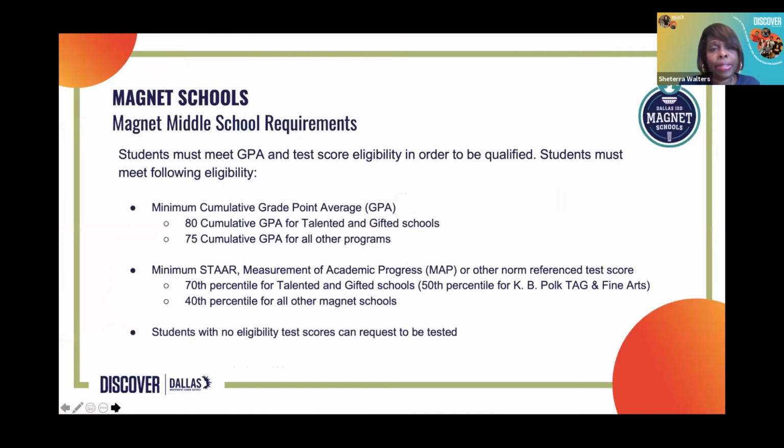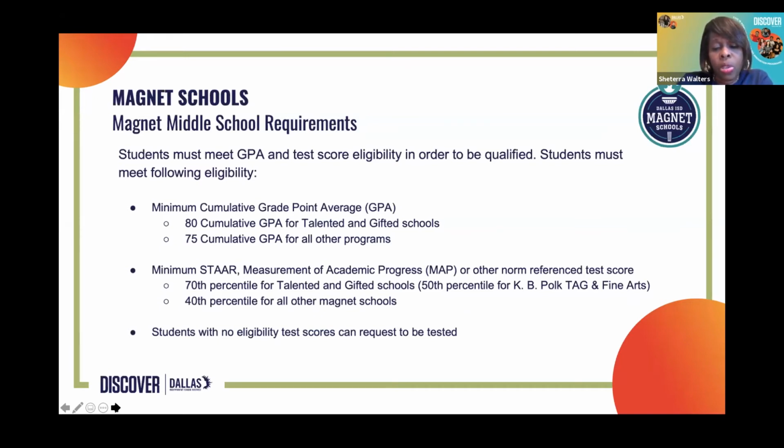Next slide, please. The main difference between the magnet schools and other choice programs is that the magnet schools have eligibility requirements that students must meet. They must have a certain grade point average and meet the minimum grade point average of the 80th percent for the cumulative GPA for the talented and gifted programs, and all other programs require a 75% GPA cumulative.